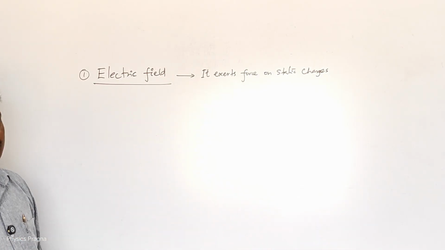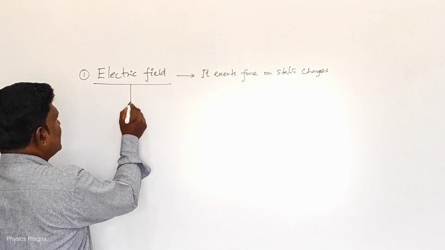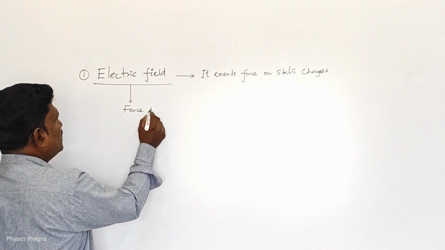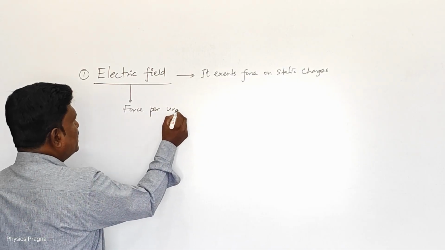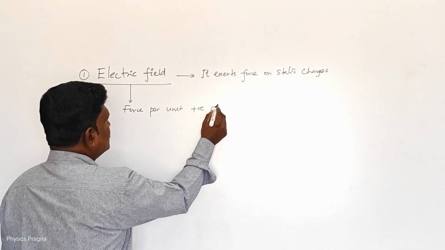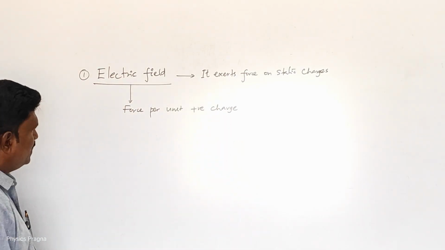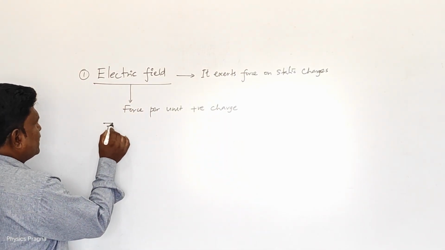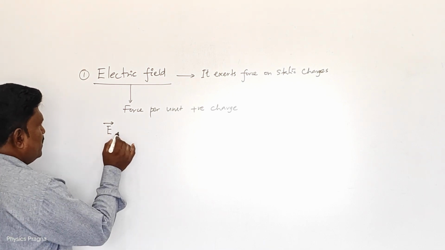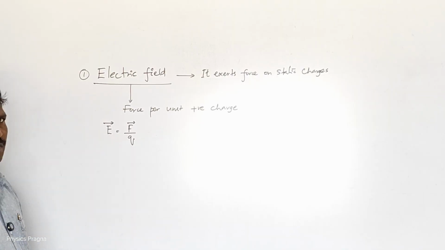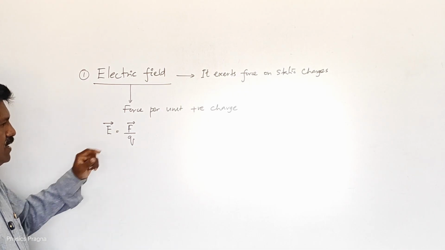What is the definition for the electric field? Definition for the electric field is force per unit positive charge. That is the definition of electric field. So electric field is a vector. E bar is equal to F bar by Q. This is the formula as per the definition of electric field.